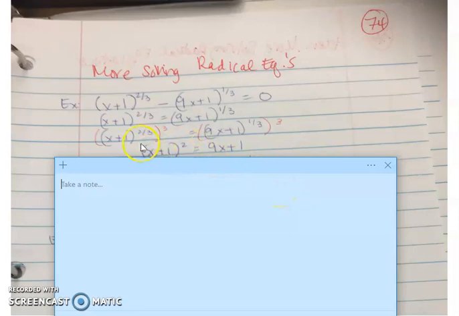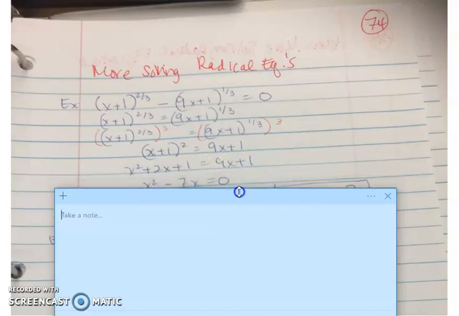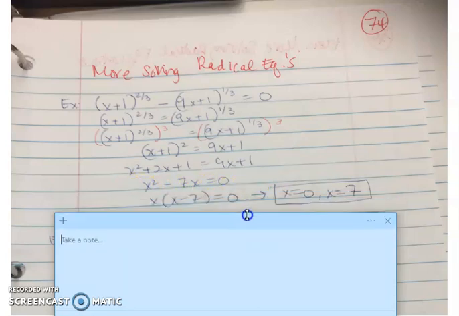The next step was to FOIL if necessary, or expand, which I do here. So I'm going to get all of this expanded. When I do that, it becomes x squared plus 2x plus 1 equal to 9x plus 1. The next step is to get everything on one side and the other side equal to 0. So I'll subtract 9x and I'll subtract 1. So I get x squared minus 7x equals 0. You'll GCF an x in order to be able to solve this. You'll get x(x minus 7) equal to 0. And your two answers are going to be x equals 0 and x equals 7.